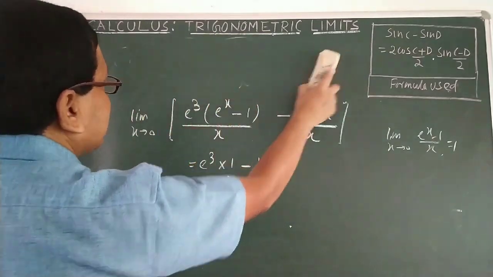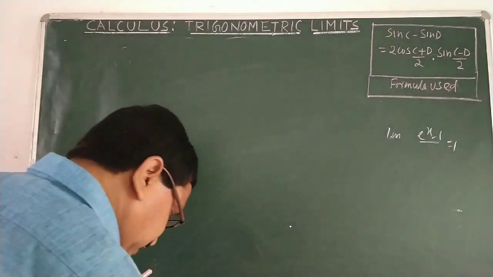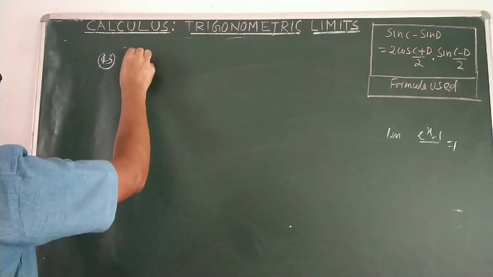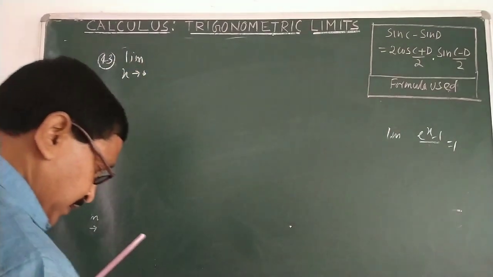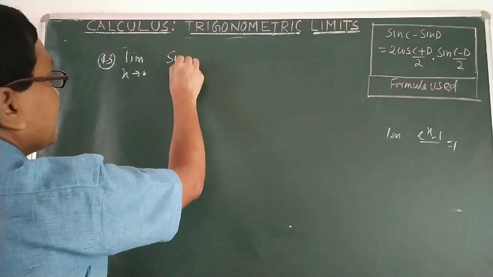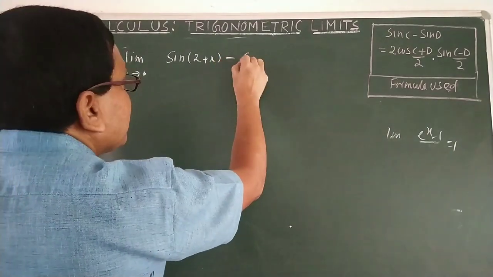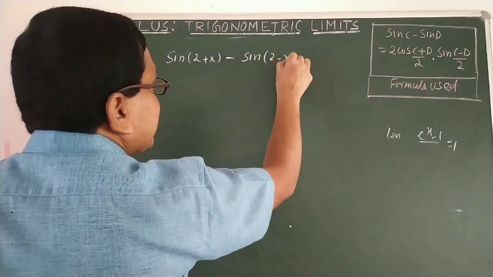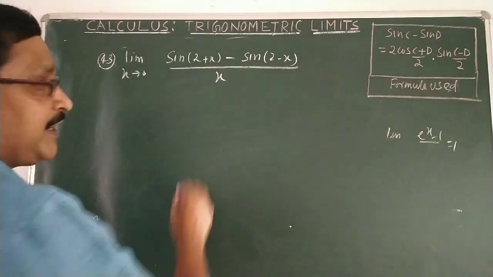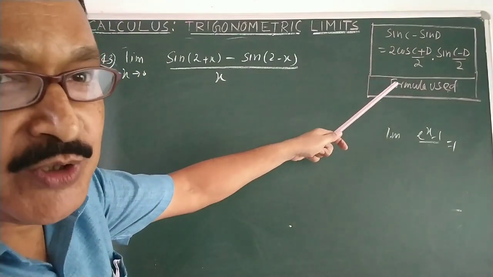Now move towards another problem. Let us see. This is problem number 43 of your book. Limit x tends to 0, sin(2 plus x) minus sin(2 minus x), divided by x. Again, students, we are using the sin c minus sin d formula already available on the board.